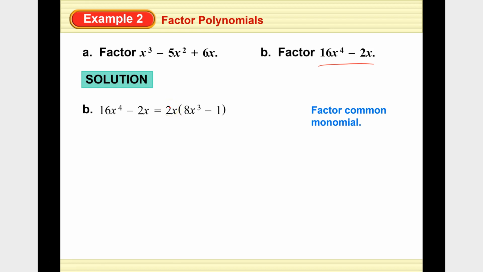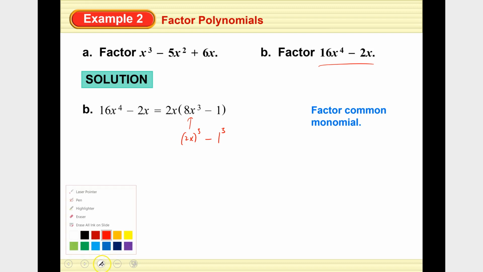Once you do this, you should realize that we're going back to what we learned in the first part of this lesson. 8x cubed is equal to (2x) cubed, and 1 is equal to 1 cubed. So this is a difference of two cubes.